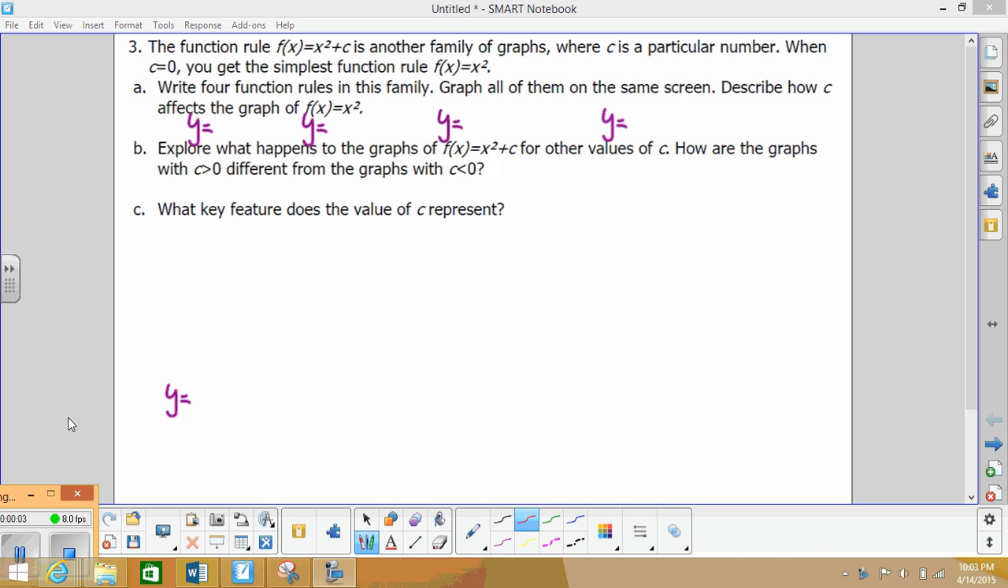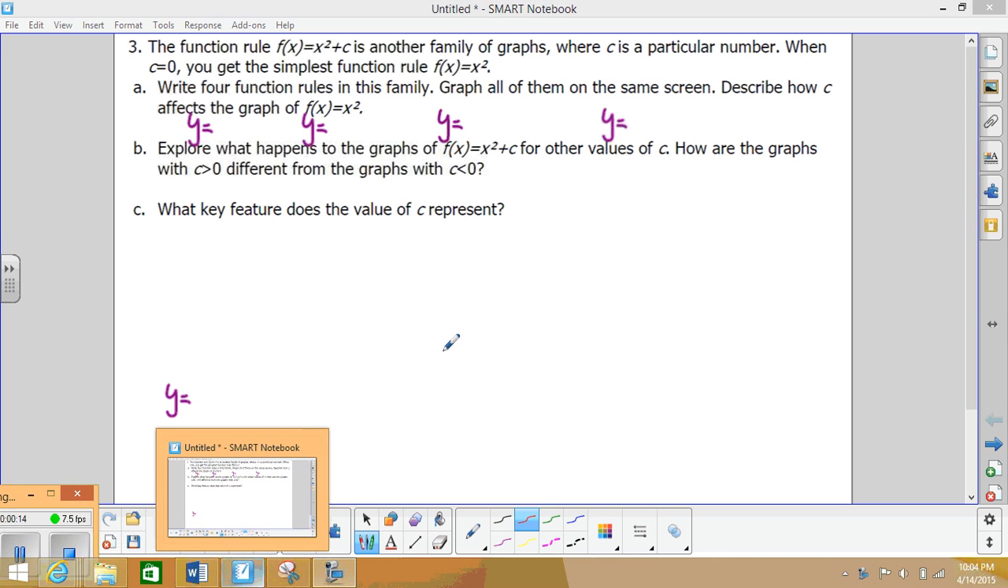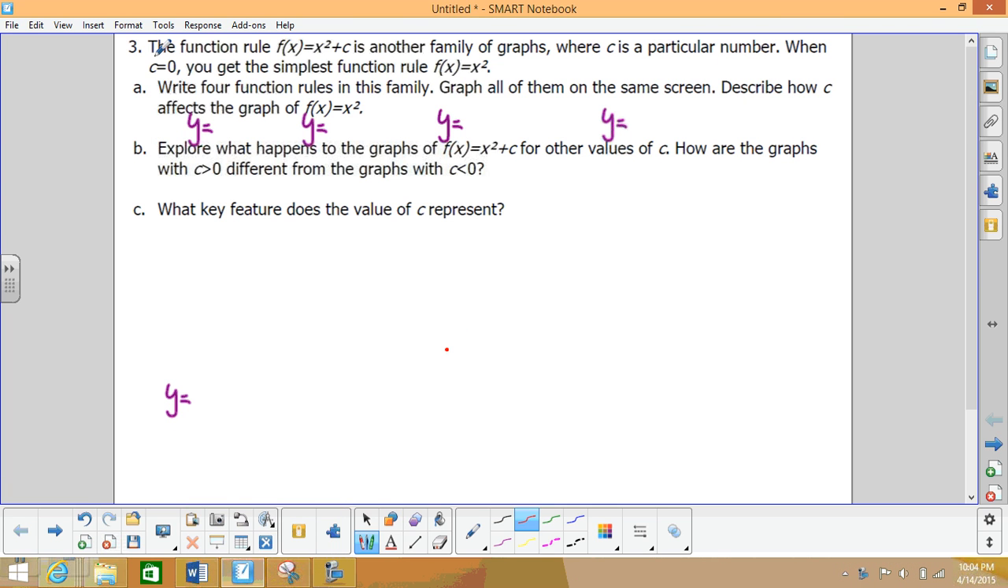Hey, this is the investigation that you were doing for homework last night on quadratics. And so for problem number 3, for review for people who weren't here, or just to get you back in the frame of mind of what we're looking for, we're talking about our parent function of f of x equals x squared, which is forming a parabola.